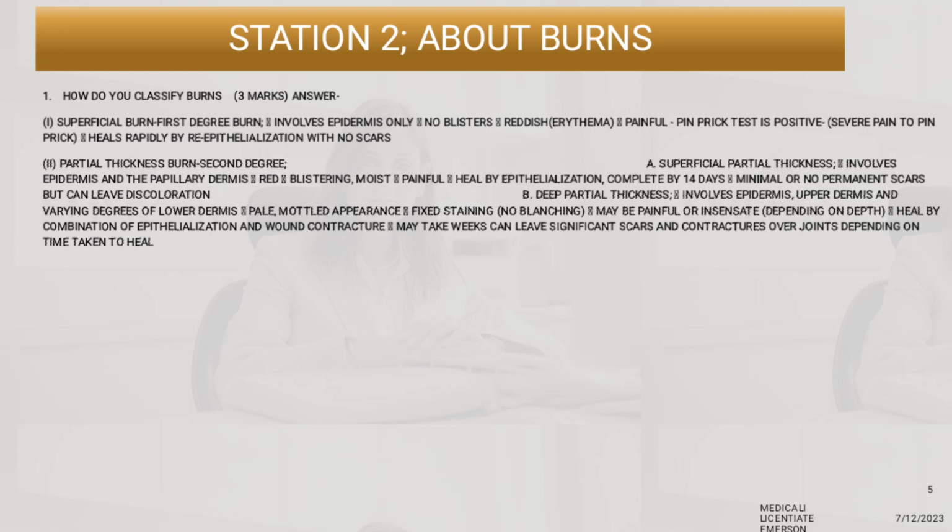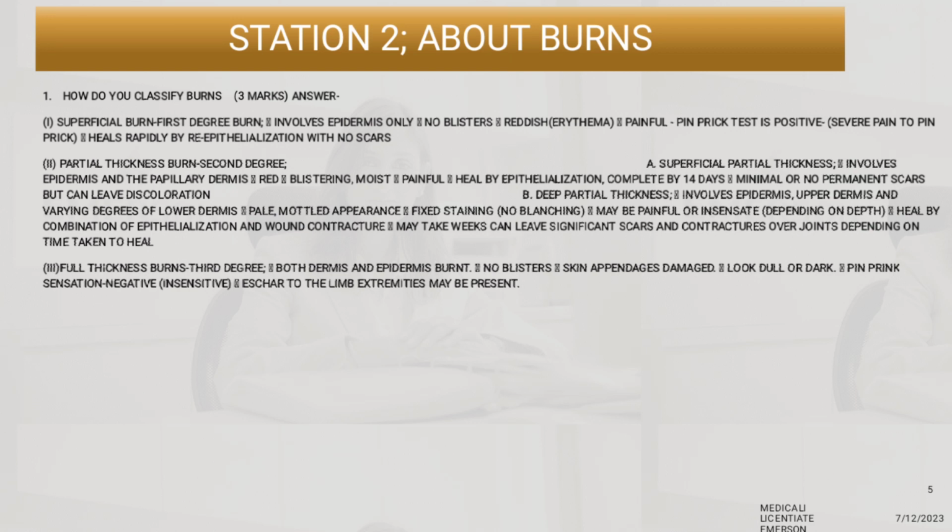Let's just do a recap on the healing. Superficial burns heal by epithelialization. Then superficial partial heal by epithelialization. Then for deep partial, they heal by a combination of epithelialization and wound contracture. It may take weeks and can leave significant scars and contractures over joints, depending on the time taken to heal.